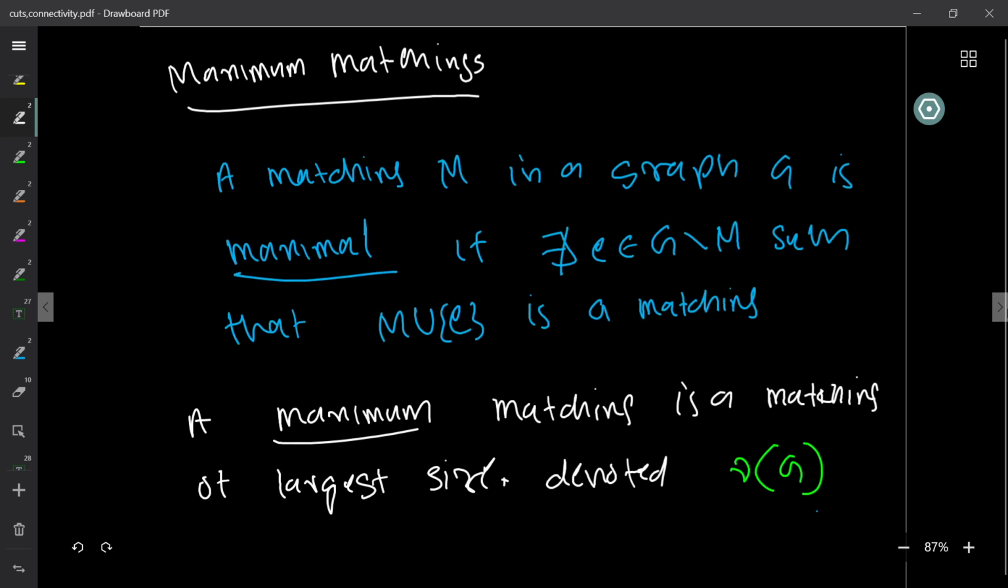A perfect matching is always a maximal matching. Yes, a perfect matching is maximal because all the vertices are saturated. We cannot do anything more. It is a maximum as well as maximal matching.